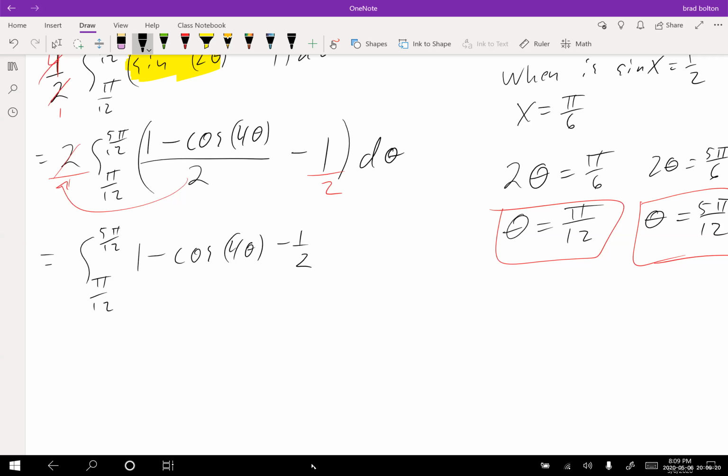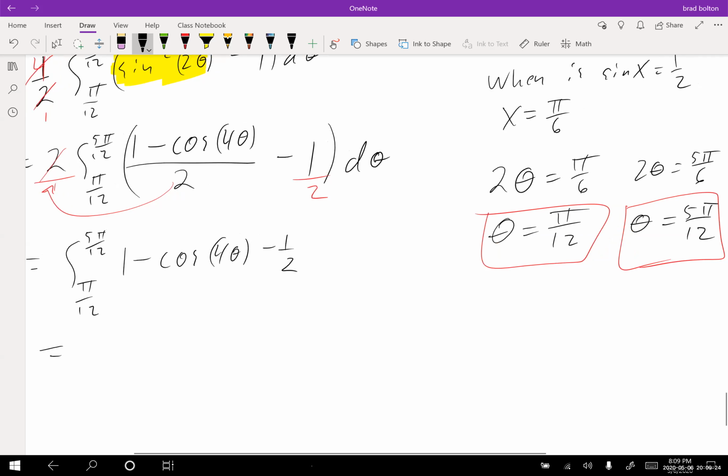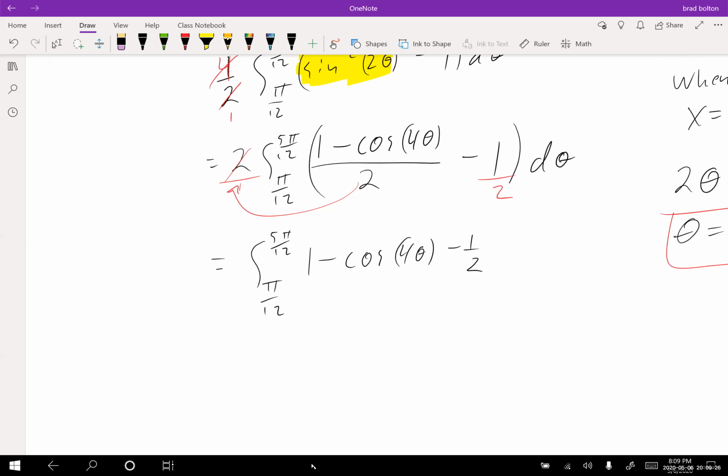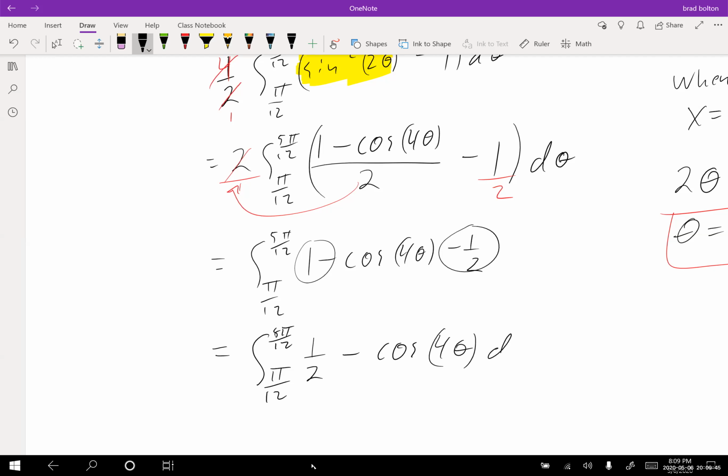But let me see here if this is going to work. Yeah, let's clean this up a little. Sorry about that, you guys. I'm just trying to see the cleanest way to write this. But then this would be the integral from pi over 12 to 5 pi over 12. And then this minus this would be 1/2 minus cosine 4 theta, d theta. Oops, I think I forgot my d theta right here. Yeah, I think that's it.